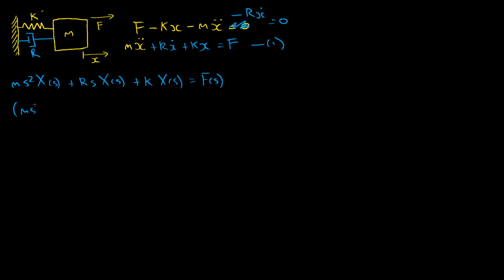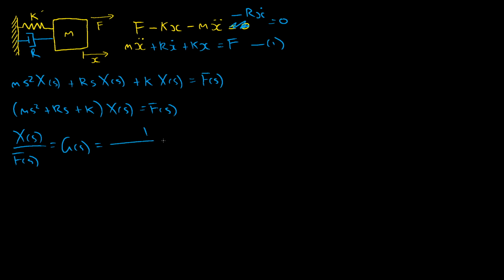So we've got (m s squared plus r s plus k) of X(s) is equal to F(s). And our transfer function, X(s) over F(s), is equal to G(s), is equal to 1 on (m s squared plus r s plus k). And just like last time, let's check the poles of this system and check for stability.